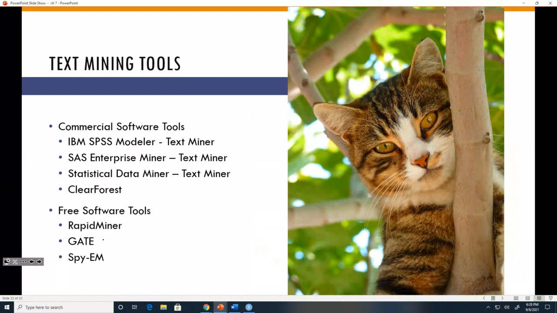There are many software packages that can do text mining, including commercially available products like SPSS, SAS, Statistica Data Miner, and Clear Forest. These all have advantages, but they all share the main disadvantage: they cost money, especially SPSS and SAS. I don't know as much about the other two.